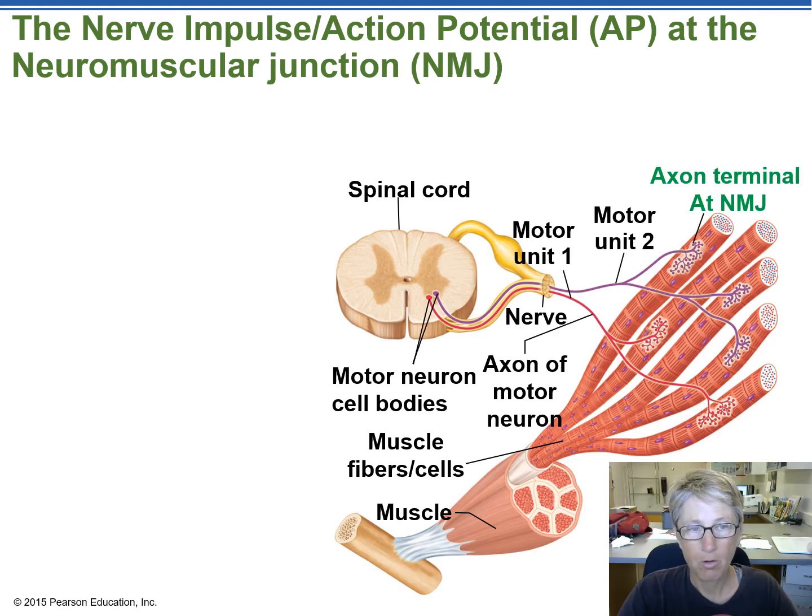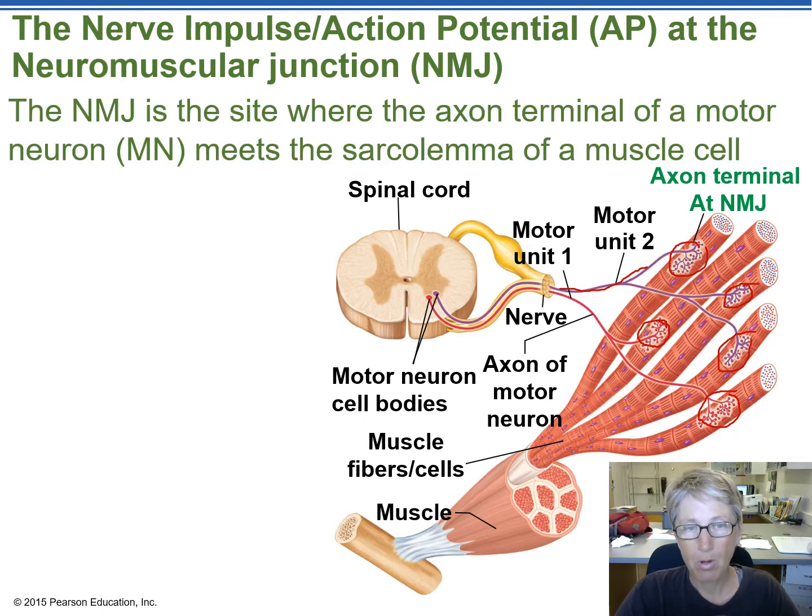So here's our cartoon again, and this is a review from the last video. A motor unit is the motor neuron and all the muscle cells that it innervates. So the red motor neuron is innervating this muscle cell and this muscle cell. That red motor neuron and the muscle cells together are called a motor unit. And then the purple motor neuron and all of the muscle cells it innervates, which are 3 in this cartoon, is also a motor unit.